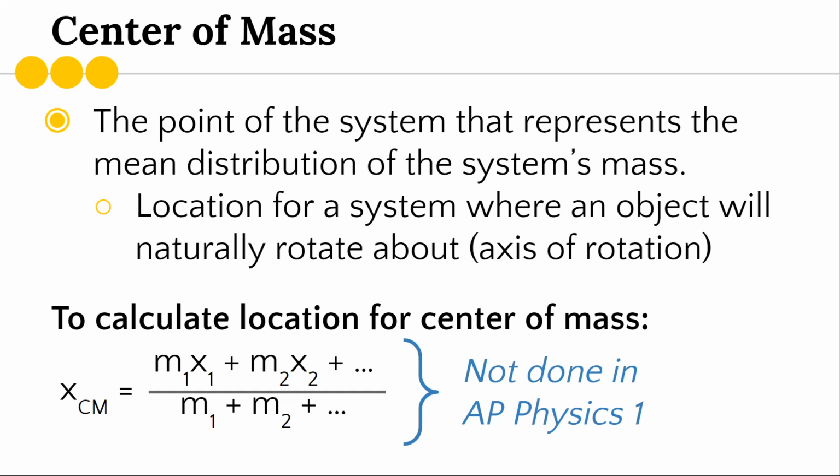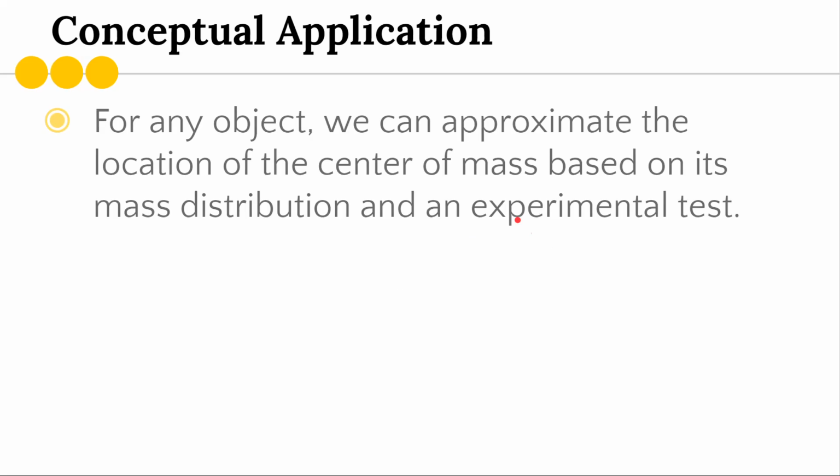Okay, so again, I know you've seen this term before for center of mass. We've talked about it before, but we're going to be talking about it today with respect to objects that are rotating. All right, so for any object, we can approximate the location of the center of mass based on its mass distribution in an experimental test.